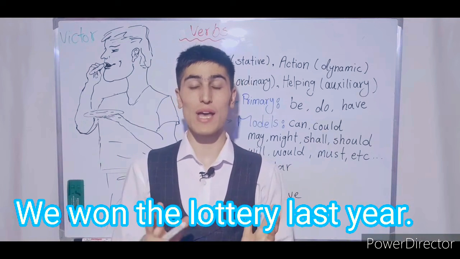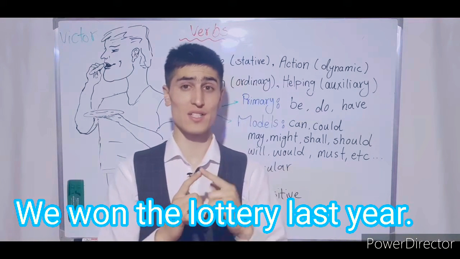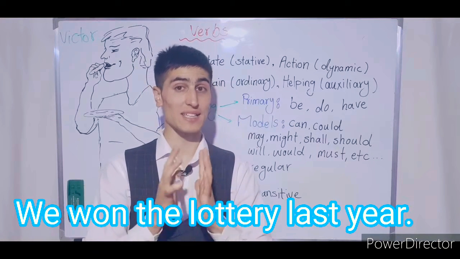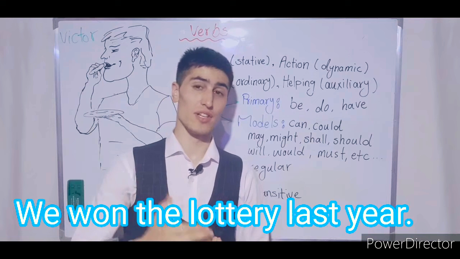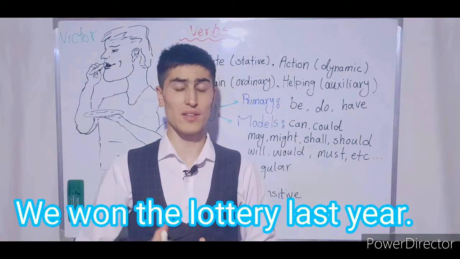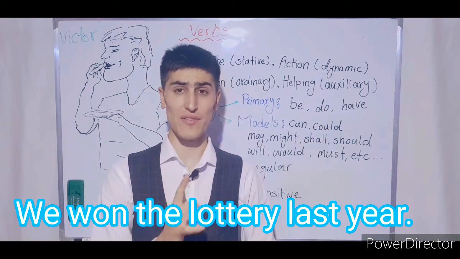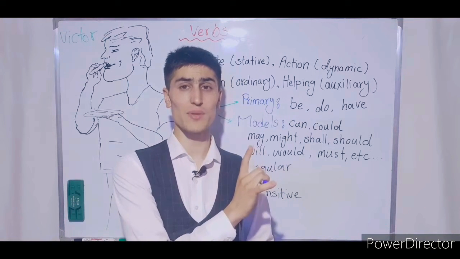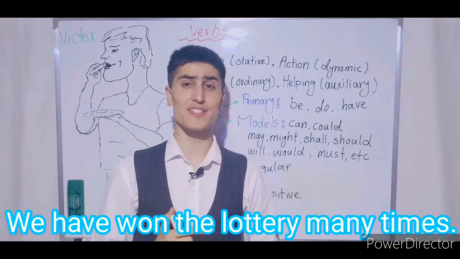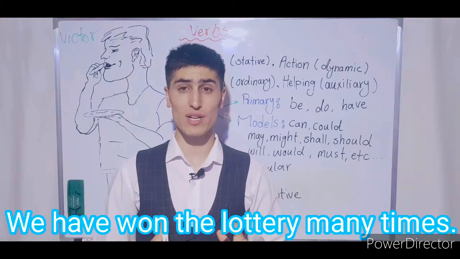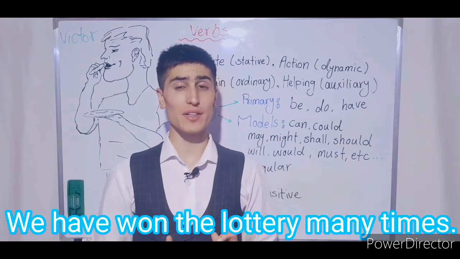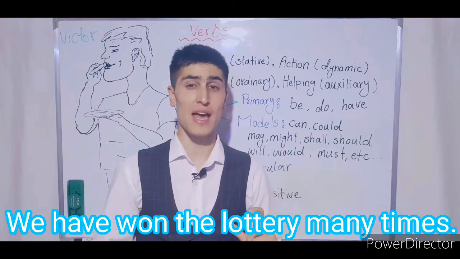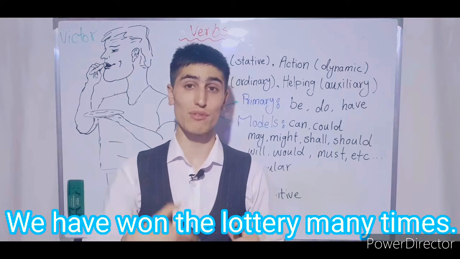So in this way, we have just one verb here, and that is won, and it is used in the second form. We don't have any other verbs. In this sentence, we understand that this action was just a single event, and it was done or finished in a particular time in the past. But in the first sentence I said, we have won the lottery many times. Here, the sentence shows that the action was a life experience and it happened many times before now.